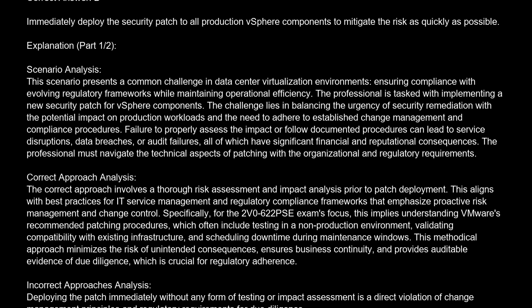The challenge lies in balancing the urgency of security remediation with the potential impact on production workloads, and the need to adhere to established change management and compliance procedures. Failure to properly assess the impact or follow documented procedures can lead to service disruptions, data breaches, or audit failures, all of which have significant financial and reputational consequences. The professional must navigate the technical aspects of patching with the organizational and regulatory requirements. Correct approach analysis.